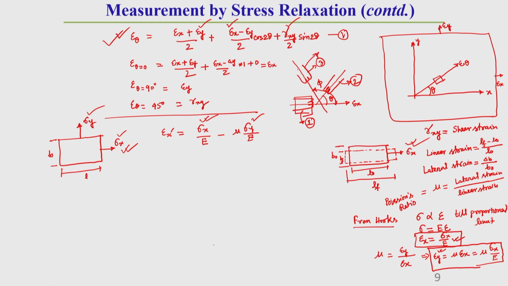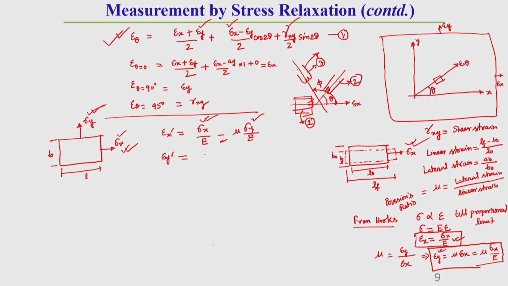So, overall epsilon x will be sigma x by E, and due to sigma y and its Poisson's ratio there will be a shortening of the length along the x direction, that is why the negative sign is coming. Similarly, for epsilon y dashed, along the y direction there will be an overall strain due to the combined loading of sigma x and sigma y, because the body is subjected to both sigma x and sigma y. Then what happens?